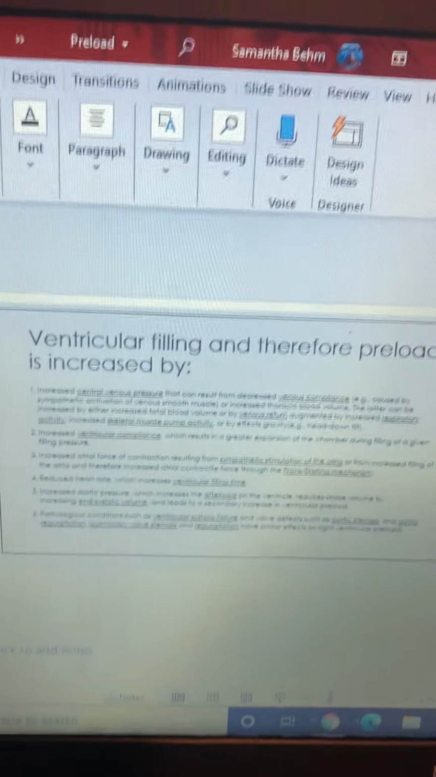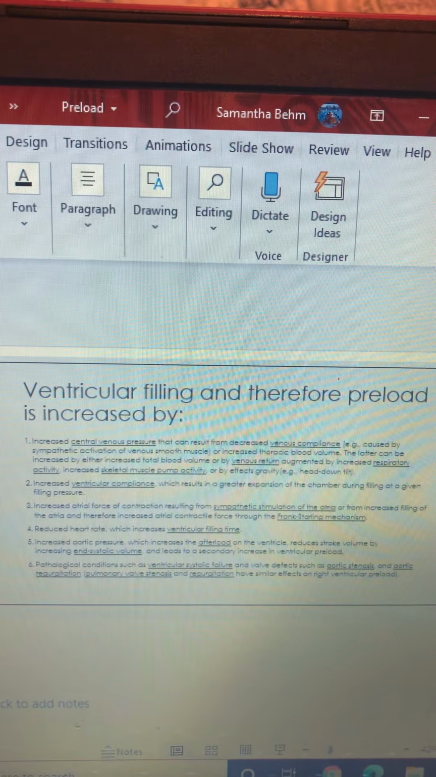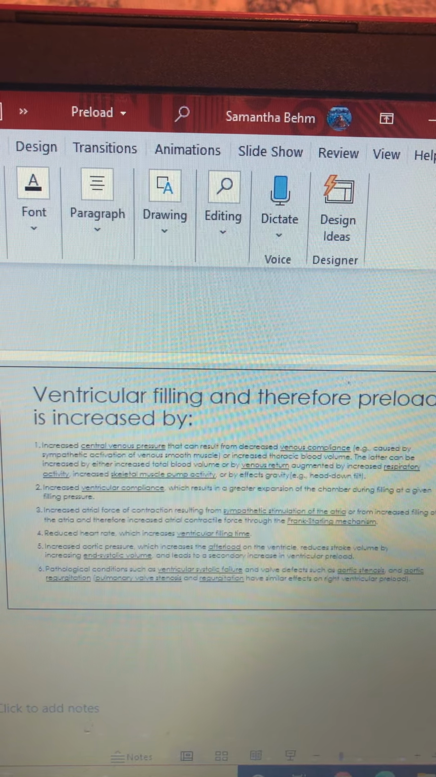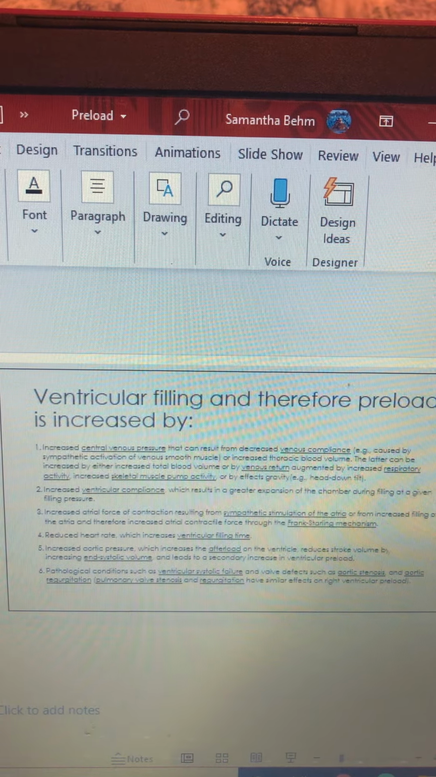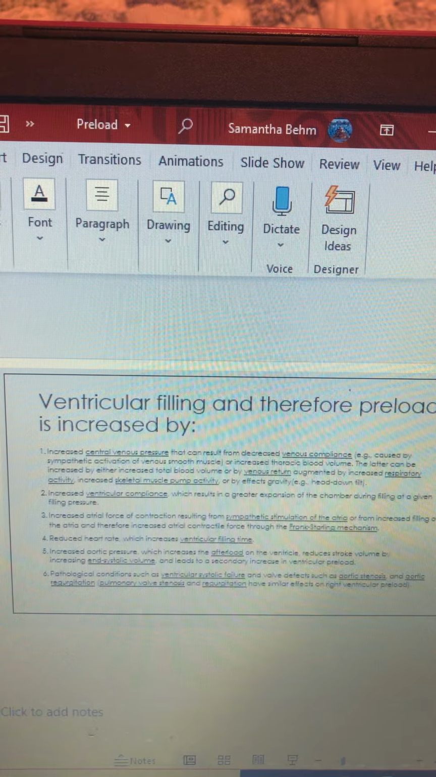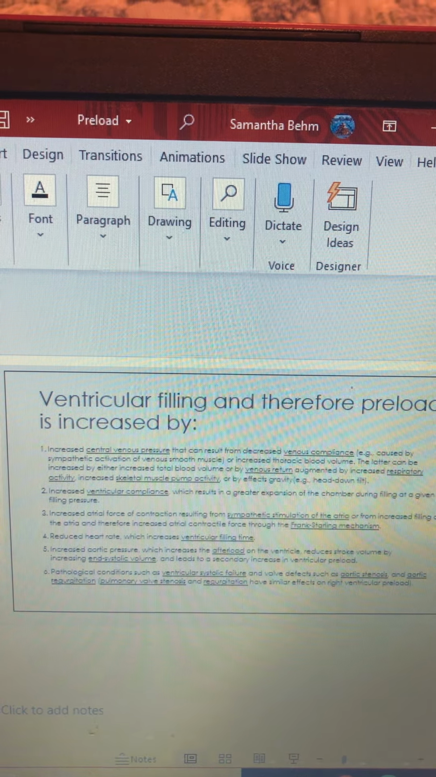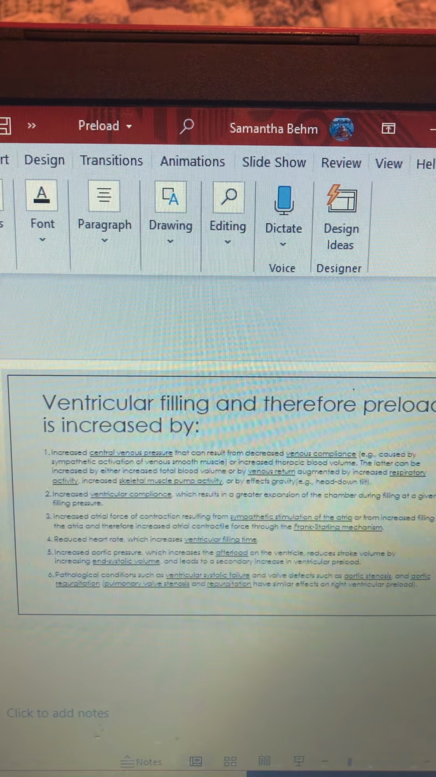And so what's going to increase that preload? Increased preload is going to be increased central venous pressure that can result from decreased venous compliance, like the sympathetic activation of venous smooth muscle, or increased thoracic blood volume. It can be increased by either increased total blood volume or by venous return. It can be increased by increased skeletal muscle pump activity or effects of gravity.